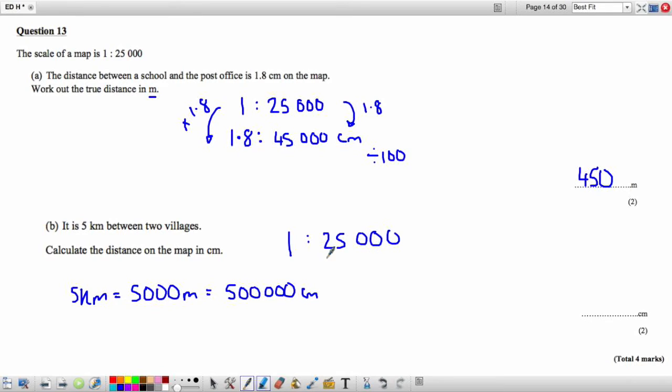Placing this now on the right-hand side of our ratio, we have here our 3 zeros and here 500. So looking at our relationship here, by dividing, we have 20. Therefore, 1 times 20 is 20 centimetres.